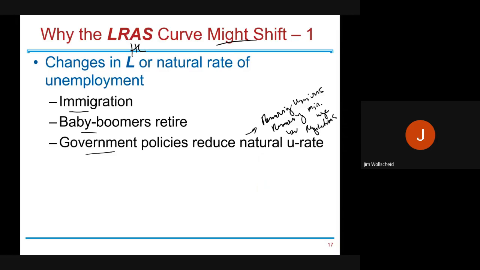Remember, in class, we're just talking about how this occurs. Remember, everything comes with a cost. Okay, so this is just the benefit. If I do these things, I can reduce the natural unemployment rate, which is going to cause us to shift right. Again, remember, everything comes with a cost, and when we advocate for these things, we should recognize that there's a cost.